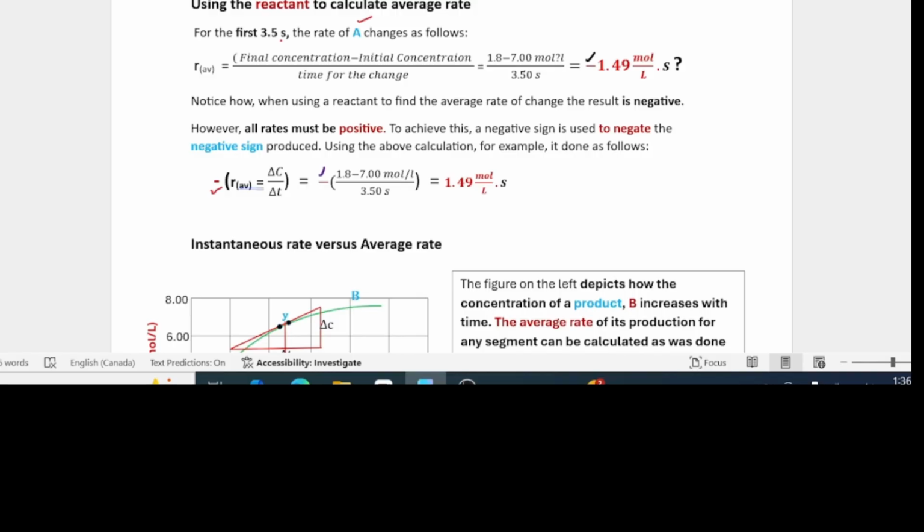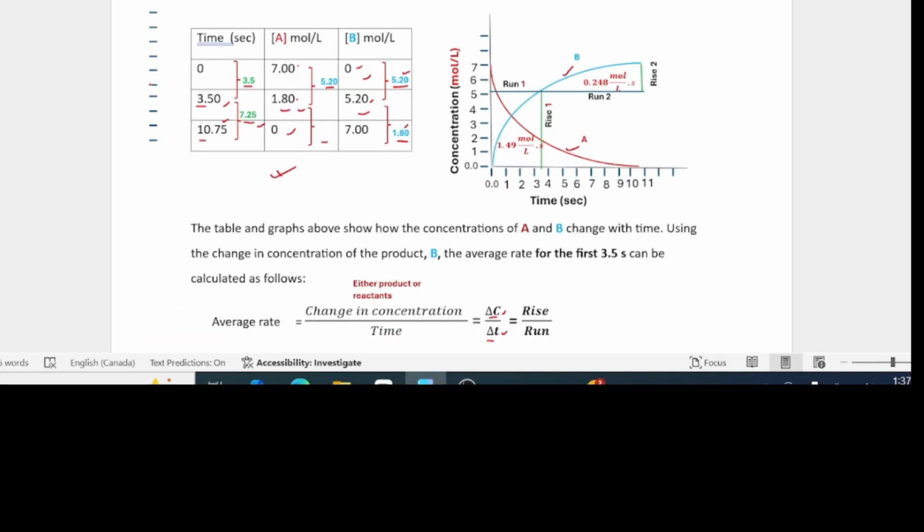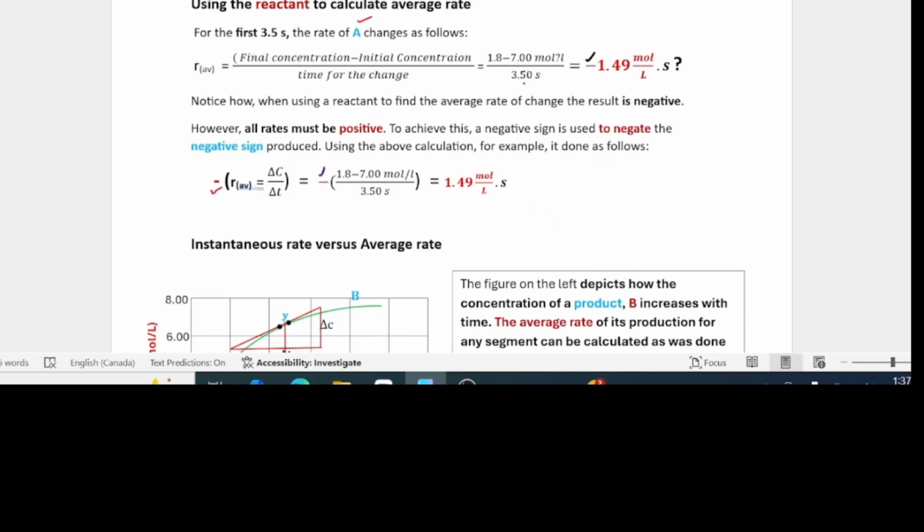And again, if you go back to the table, for the first 3.5 seconds, the concentration of A changed from 0.00 moles per liter to 1.80 moles per liter, and that's the difference there. That's your delta C. Substituting those values into the expression, but there's a catch here. Because we are subtracting a large number from a smaller number, we will end up with this negative sign here.